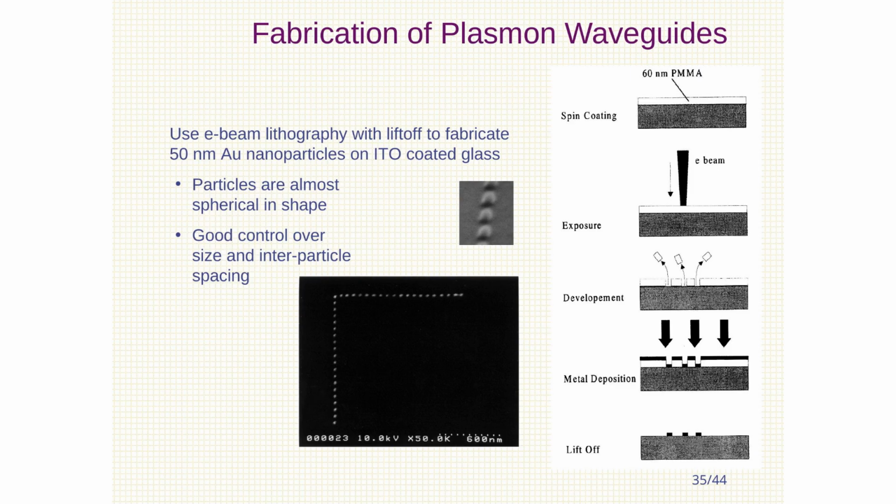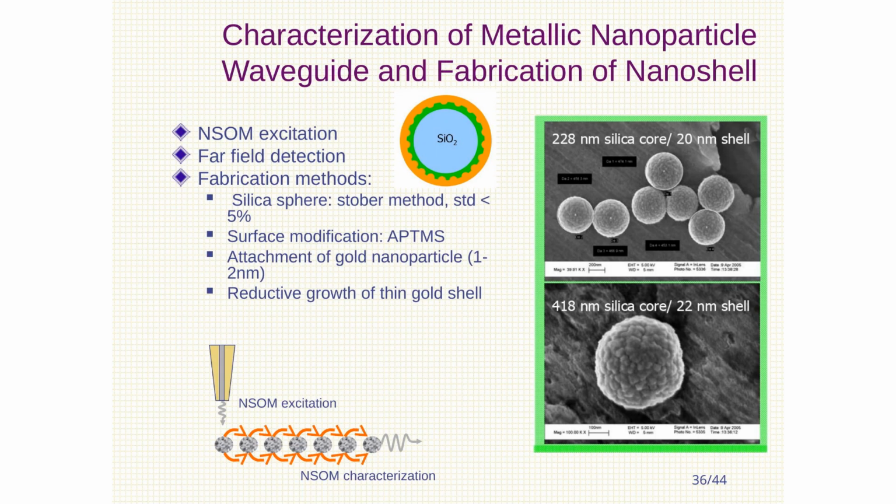Utilize e-beam lithography with liftoff to fabricate 50 nanometer gold nanoparticles on indium tin oxide-coated glass. These particles are nearly spherical, allowing precise control over size and interparticle spacing, essential for effective plasmon waveguide fabrication. Characterization of metallic nanoparticle waveguides involves near-field scanning optical microscopy, excitation, and far-field detection.